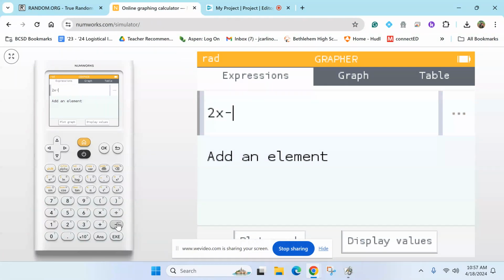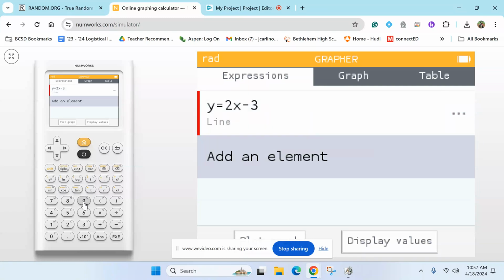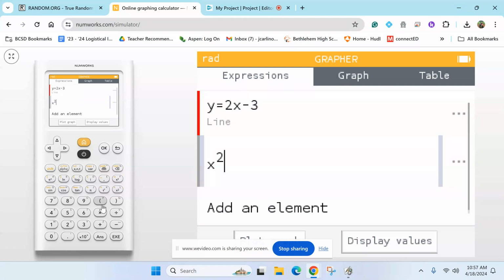Quick question before we start today's lesson, because we're not talking about secants, chords, or tangents anymore. We're going in a different direction.